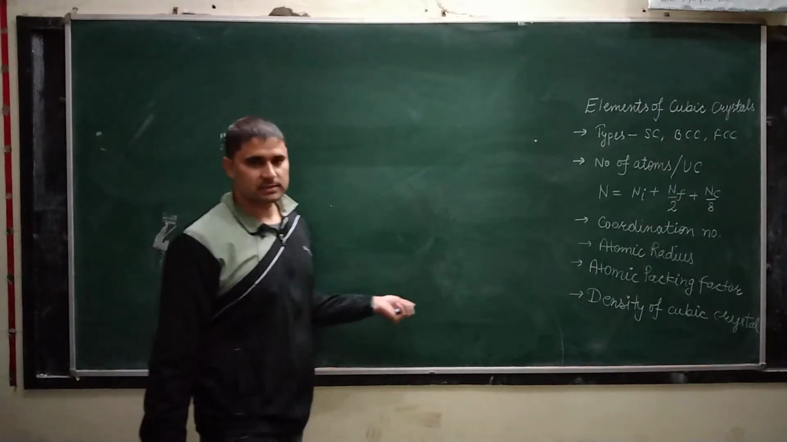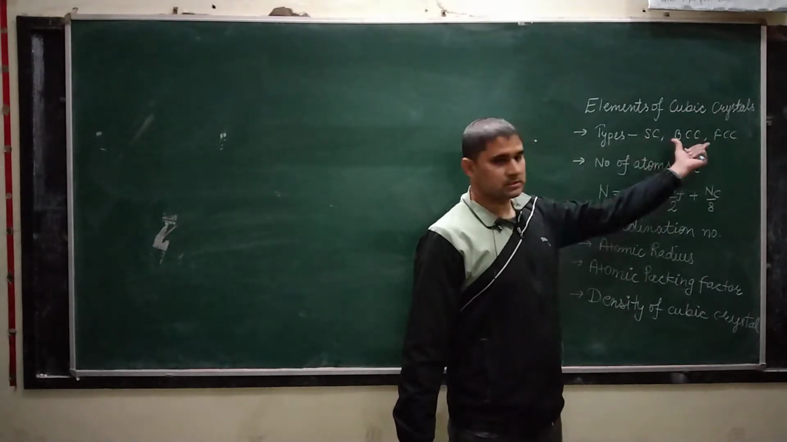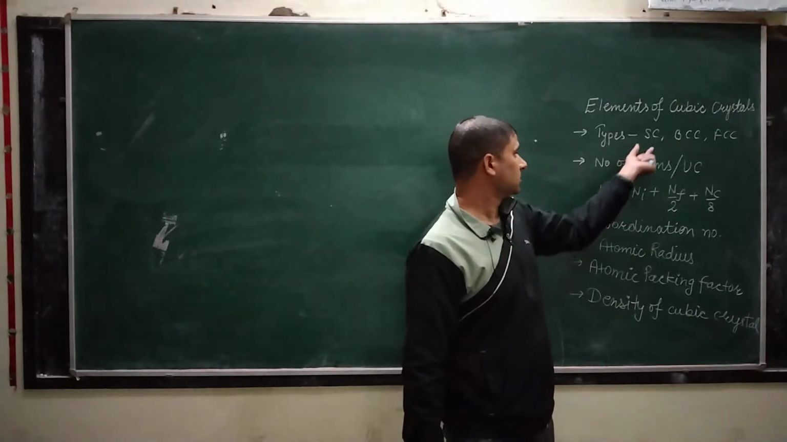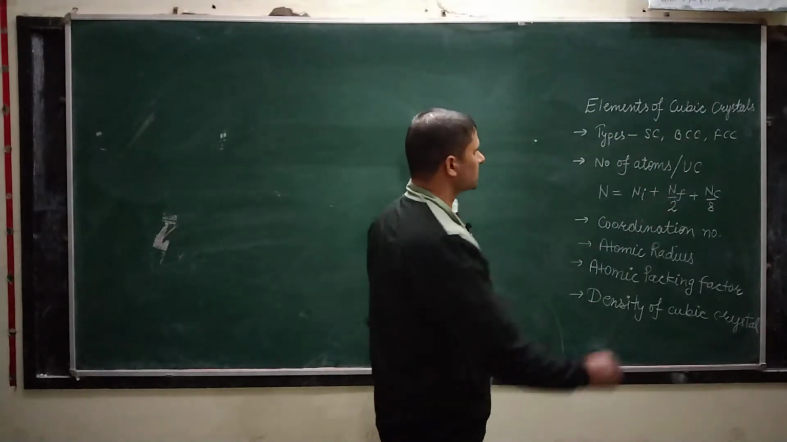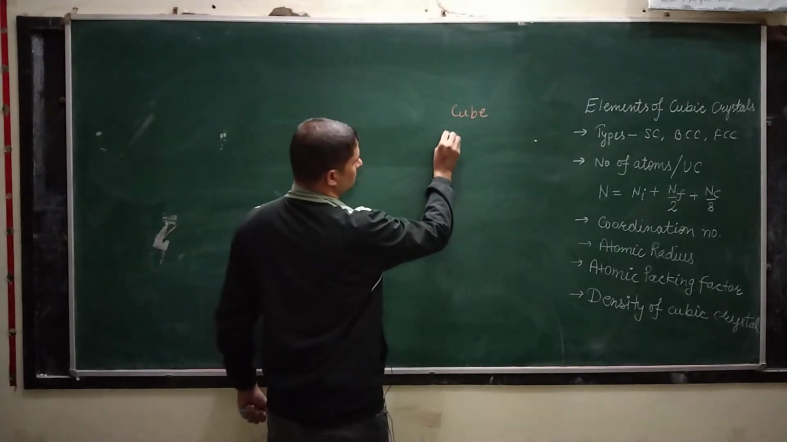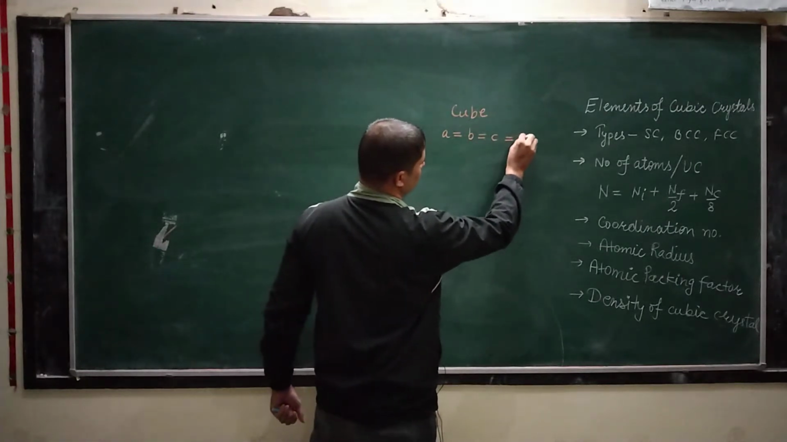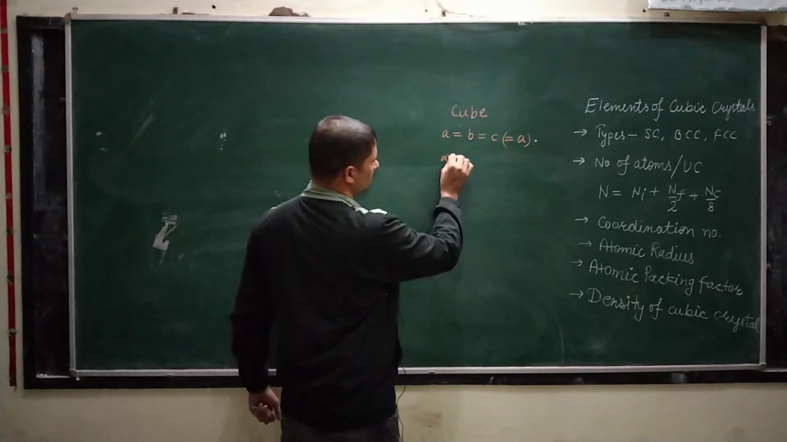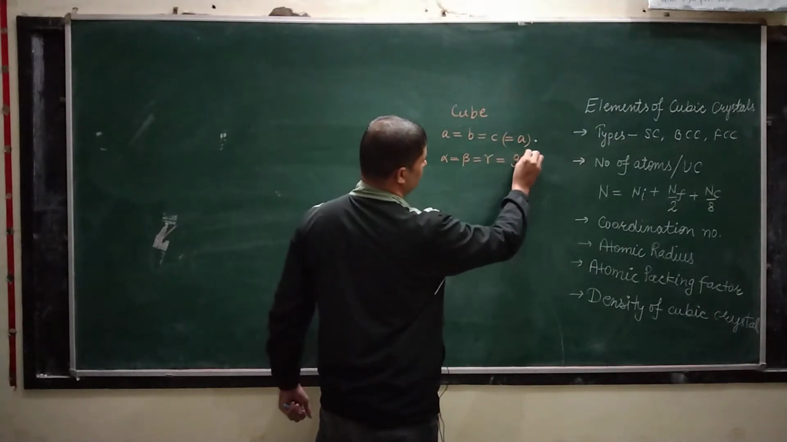Okay class, in this lecture we will see the types of cubic crystals and their elements, and the terminology related to cubic crystals. So firstly, the types of cubic crystal. What is a cube? In a cube we have all sides A, B, C equal to each other, and we will take it to be A, and the angles alpha, beta, gamma are equal to 90 degrees.